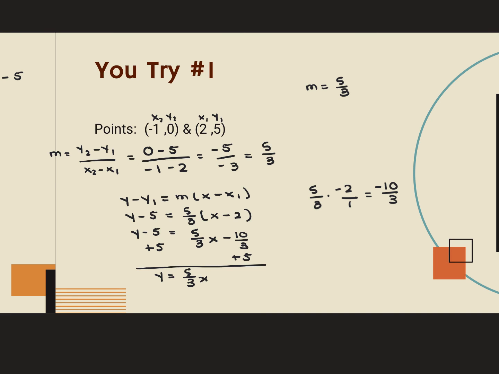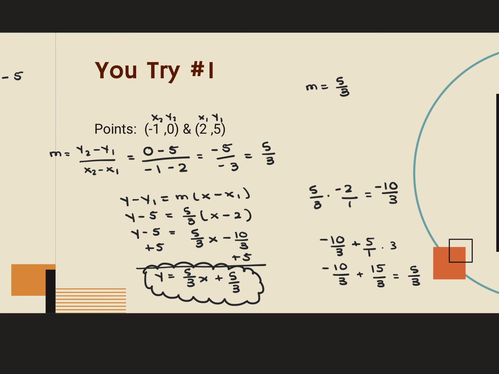Now we have to do a little bit of math over here. So we have -10 over 3 plus 5. In order to add them together, they have to have common denominators. So we're going to multiply this fraction of 5 over 1 times 3. So we have 15 over 3, which gives us 5 over 3. So our equation is y equals 5 over 3x plus 5 over 3.